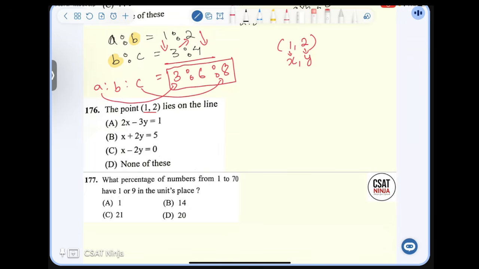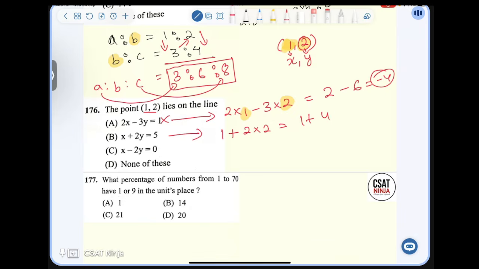So you try putting this value, and if your left hand side is equal to right hand side, then that's your answer. 2 into 1 minus 3 into 2. This one is from here, and this 2 is from here. So which means I'm getting 2 minus 3 times 2, so I'm getting only minus 4. This is wrong. Let's check for the other one. X here is how much? 1 plus 2 into how much here? Y here is 2.